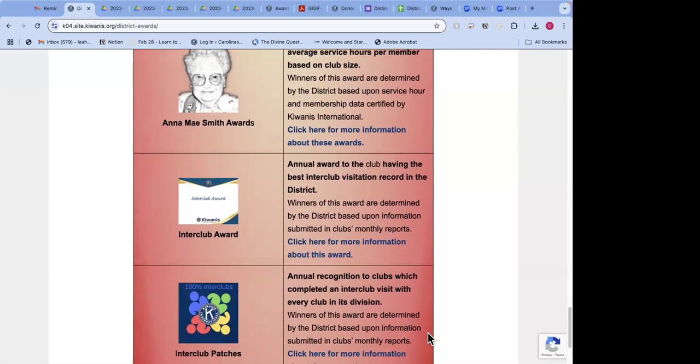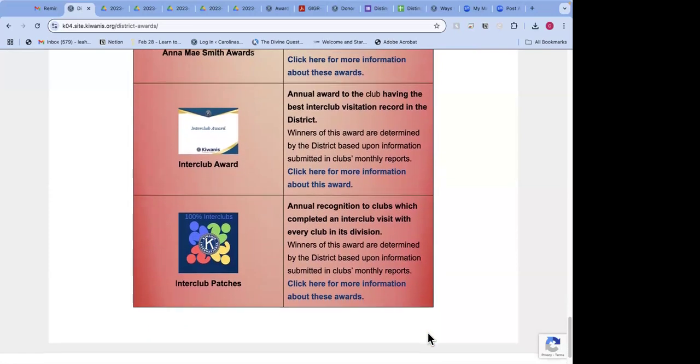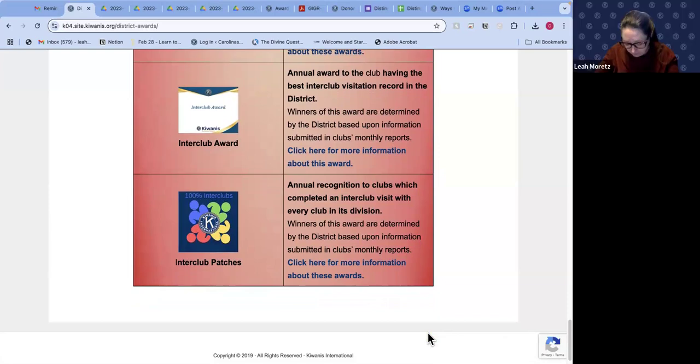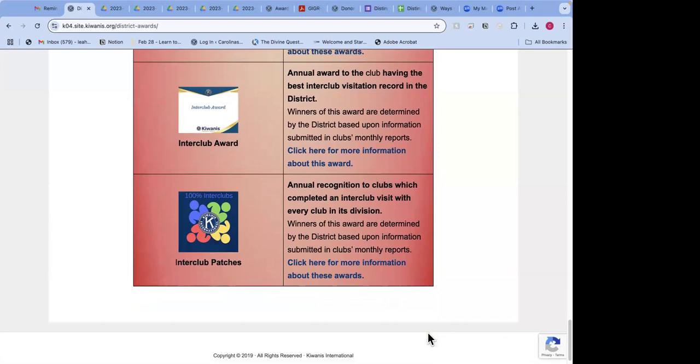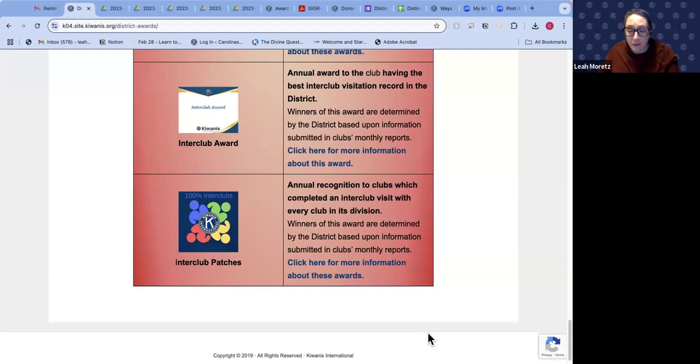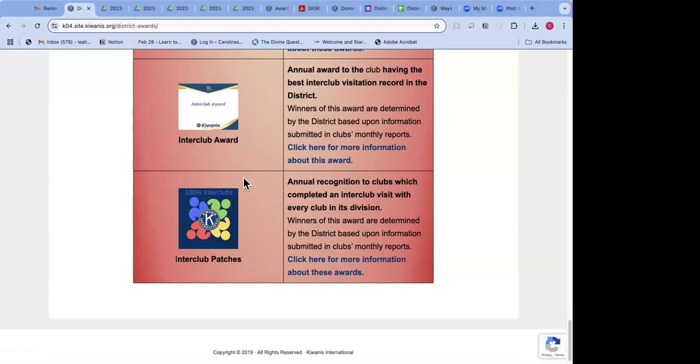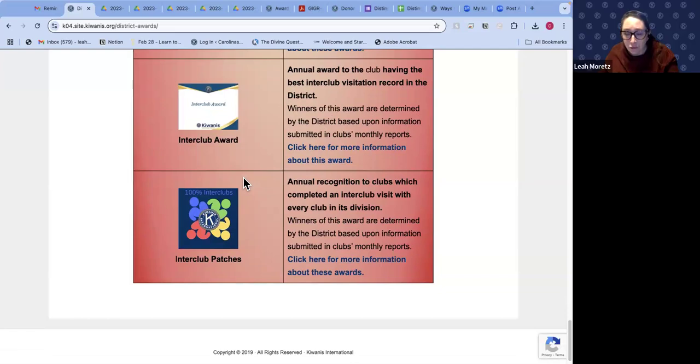Okay, Leah, I've got a question real quick about that. If our Kiwanis members are participating and working with, say, a Key Club, those get counted as volunteer hours. Definitely. But the hours that they spend as president or head of a committee get counted separately. Anna Mae Smith Award. Right. Okay, that cleared up for you, Vicky?